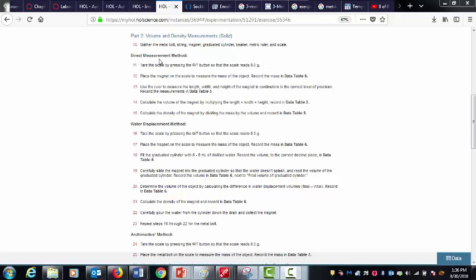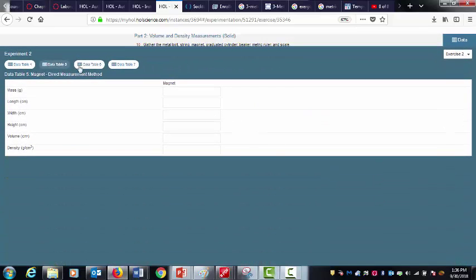So our first method of determining the volume is direct measurement, and we will record that data in data table 5, and of the magnet you will record its length, width, and height using your centimeters ruler with 2 places after the decimal point. You'll multiply these 3 together to get the volume in centimeters cubed, and remember, your volume will have as many sig figs as the measurement with the least amount of sig figs.